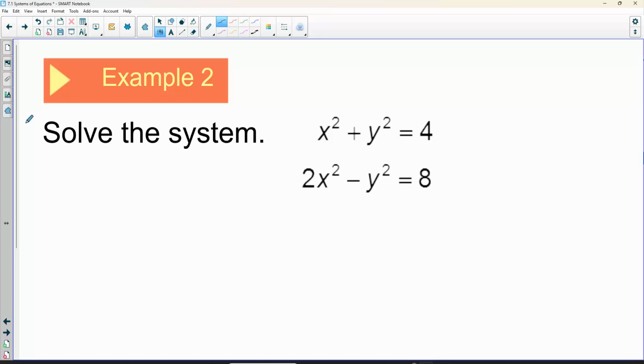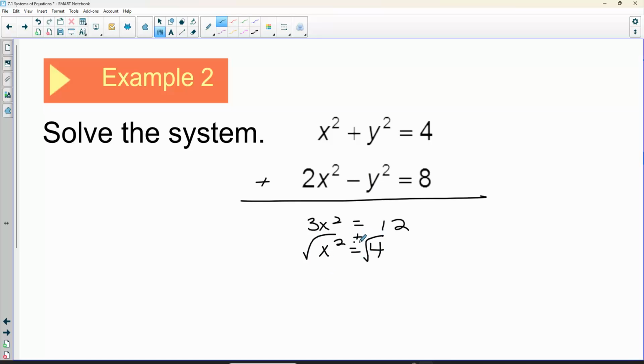Substitution, elimination. What do you want to do? Elimination. That is actually pretty nice. If we go ahead and just add these together, x squared plus 2x squared is 3x squared. Y squared plus negative y squared cancels. 4 plus 8 is 12. So x squared equals 4. Square root, plus or minus. So x is plus or minus 2.